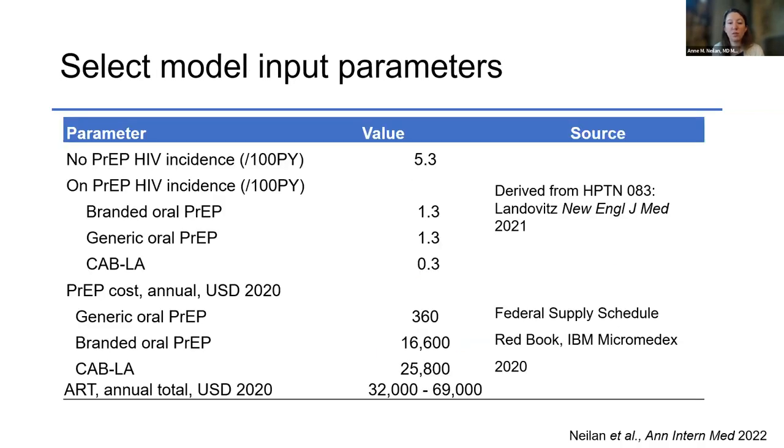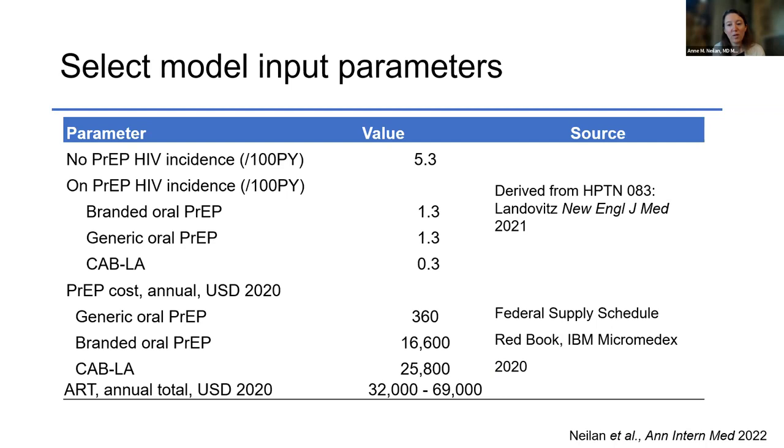We used trial and published data to populate the model, including no PrEP HIV incidence of 5.3 per 100 person years, generic and branded oral PrEP HIV incidence of 1.3 per 100 person years, and CAB-LA HIV incidence of 0.3 per 100 person years. Generic oral PrEP price was $360 annually in the US, which is an order of magnitude lower than the branded oral PrEP price, which was modeled as $16,600 annually in USD.